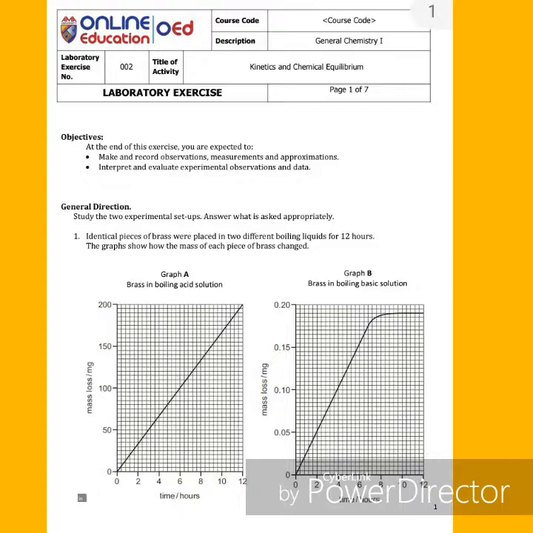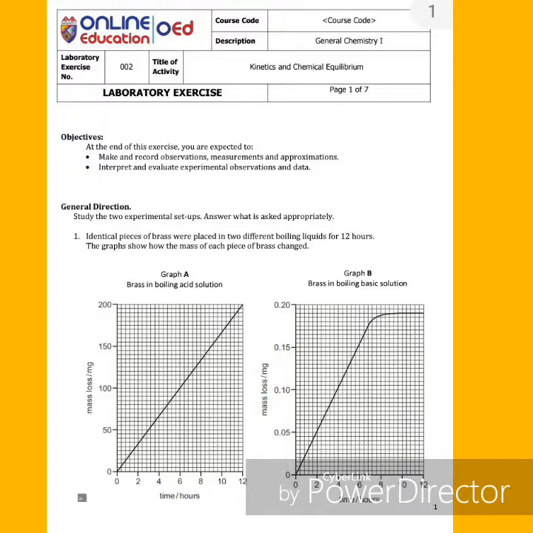Objectives. At the end of this exercise, you are expected to make and record observations, measurement and approximation, interpret and evaluate experimental observations and data. General direction. Study the two experimental setups, answer what is asked appropriately.